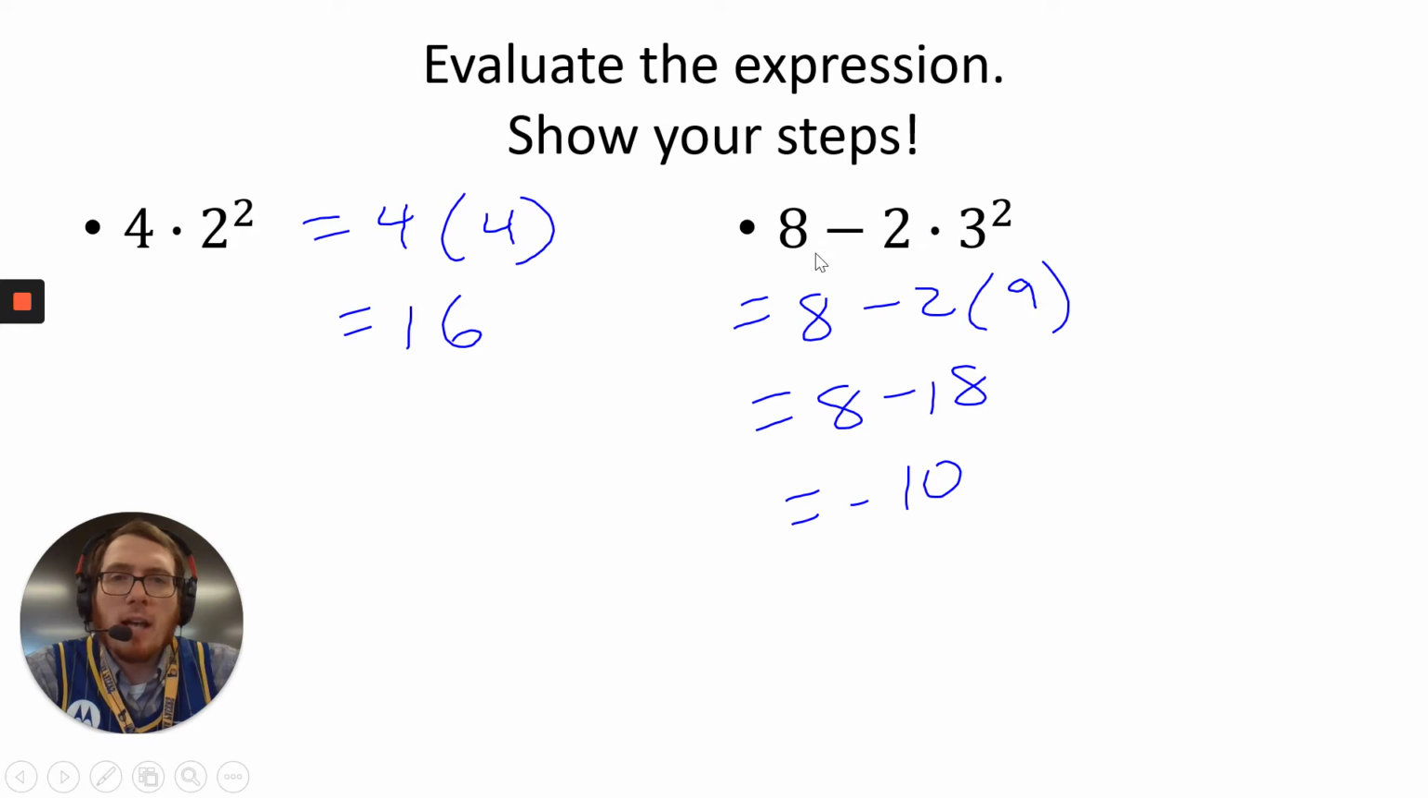For the next one, the most common mistake is students try to take 8 minus 2 first, which in the order of operations is very last. Add and subtract is all the way at the bottom. So you've got to do exponents first. So 3 to the second is 9. And then I need to take 2 times 9, which is 18. Then 8 minus the 18. Remember, 8 minus 18 is similar to 18 minus 8, except it's flipped around. So 18 minus 8 is 10, but it's negative because the larger number was the subtraction or the negative.